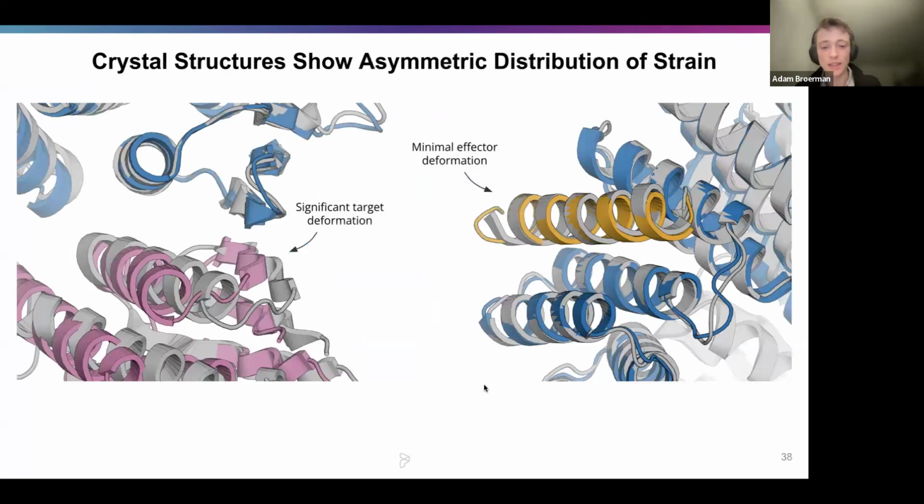One thing that was curious when comparing these structures: here in gray is that ternary structure, and then in colors are the two binary structures. I'm overlaying the two different interfaces we have. The interface with the target is quite deformed in the ternary complex compared to the binary complex. In contrast, the interface with the effector is not really seemingly affected at all. This point will become a little bit more important later, so just keep this in mind. The target in these designs seems to deform more significantly than the effector.